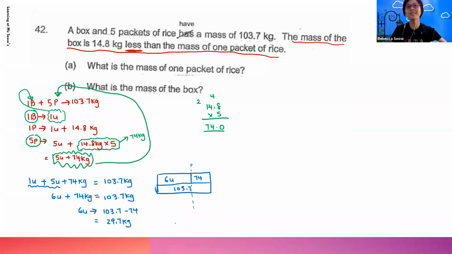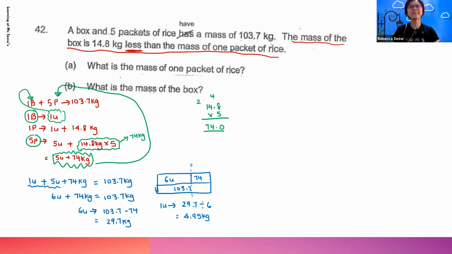Okay, I hope everyone is still able to follow me. So 6 units, 29.7 kg. Naturally, we want to find what 1 unit is. So 1 unit will be 29.7 divided by 6. So 29.7 divided by 6, what you will end up with is 4.95 kg. Okay, wow, what's 4.95 kg? I hope you are not lost by now.